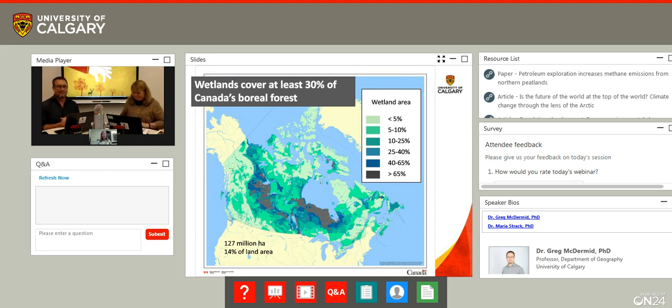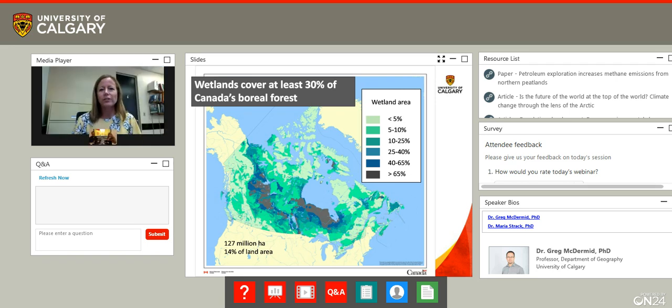Sure. So like Greg said, the boreal forest is this amazing storehouse of carbon. And one of the big reasons for that is that there's a lot of wetlands in the boreal forest. So in Canada's boreal, on average, wetlands cover at least 30% of the forest. And actually, as a country, we're home to a huge number of wetlands, about 127 million hectares in total, which is 14% of our land area. And the vast majority of those, over 90%, are actually in the boreal forest.